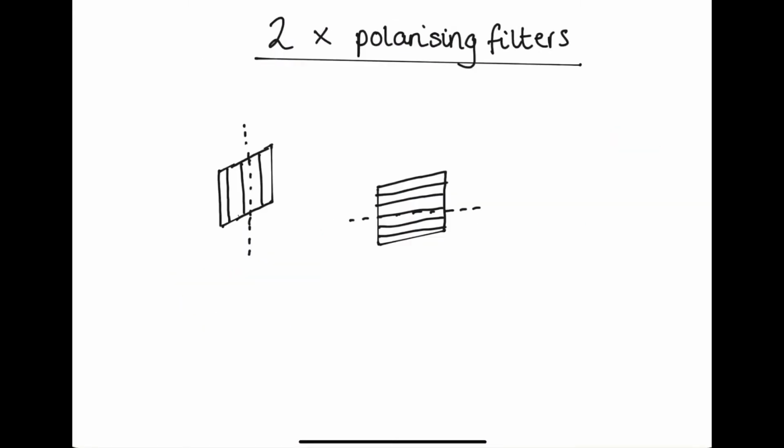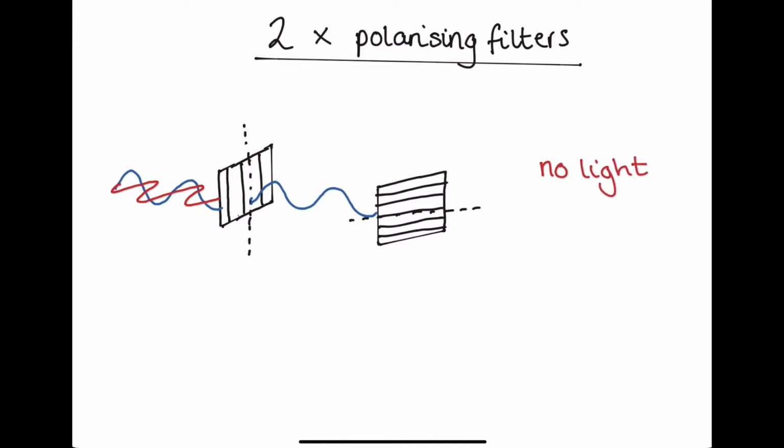Let's look at a combination of two polarizing filters. The first polarizing filter has a vertical transmission axis, and the second one has been rotated through 90 degrees, so now it has a horizontal transmission axis. So initially we have the light waves coming in and they are vibrating in all directions. Only vibrations in the vertical plane will be allowed to pass through that first polarizing filter.